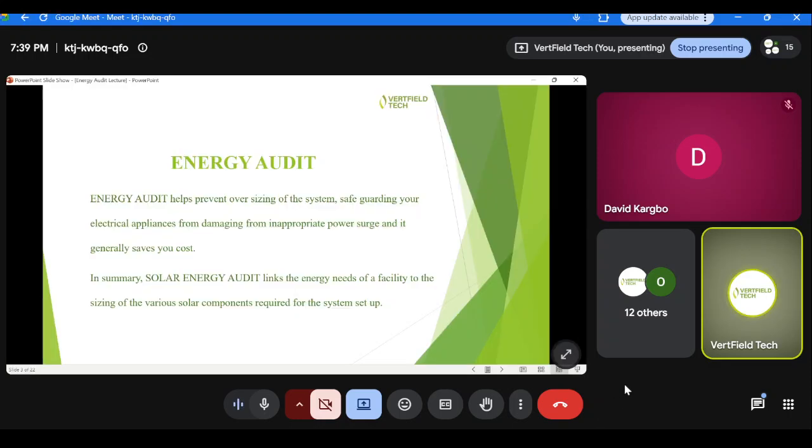So, energy audit helps you prevent oversizing of your system, safeguarding your electrical appliances from damage from inappropriate power surge, and then generally saves you cost. Now, there are three things that energy audit does for you here, in as much as there are other things it will do for you, but we have just brought out three specific things it is going to do for you.